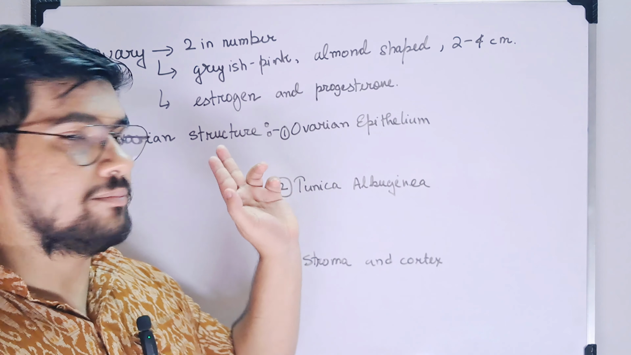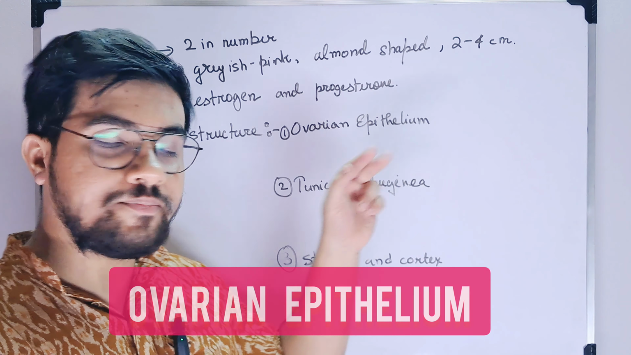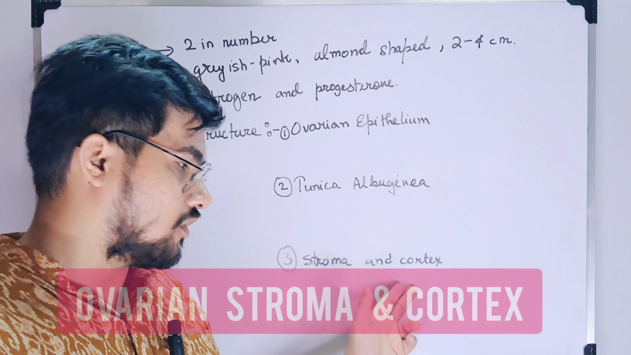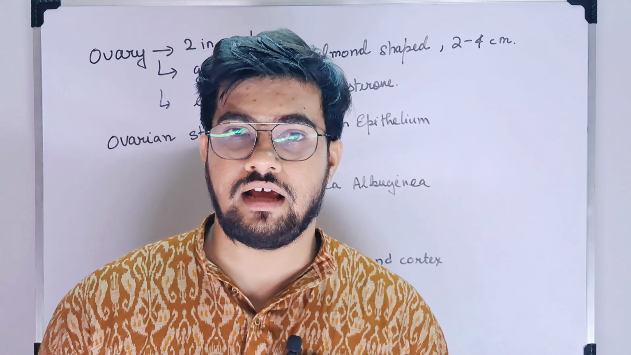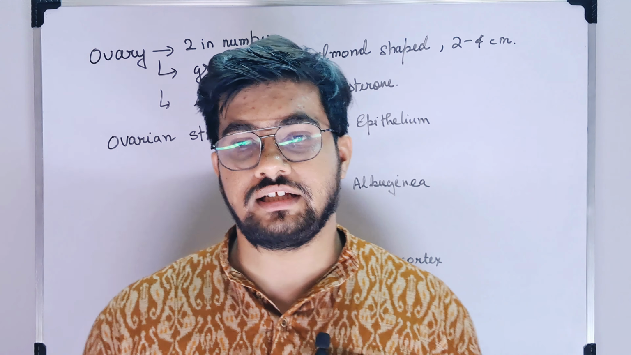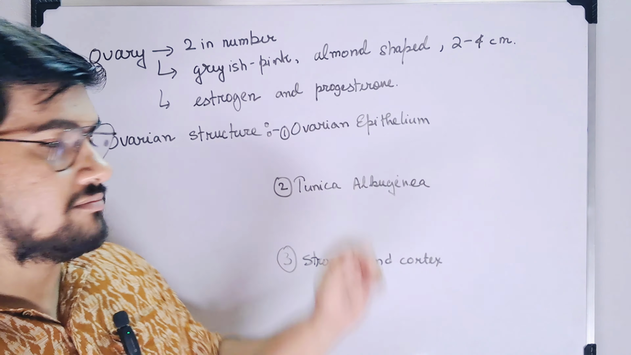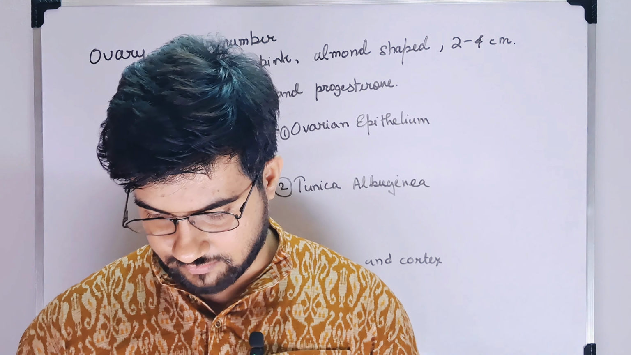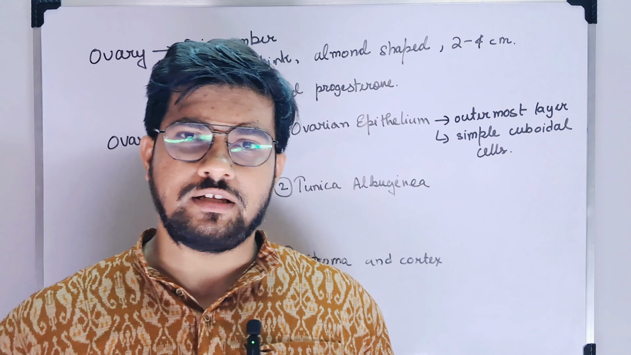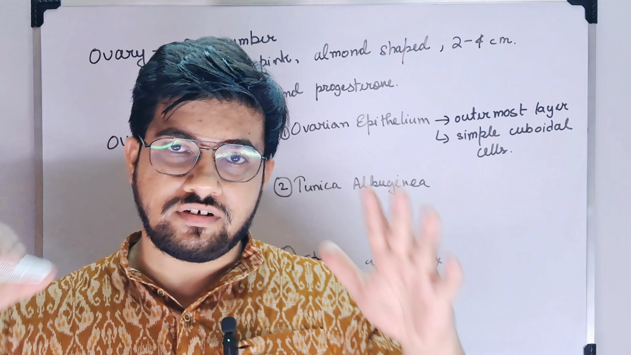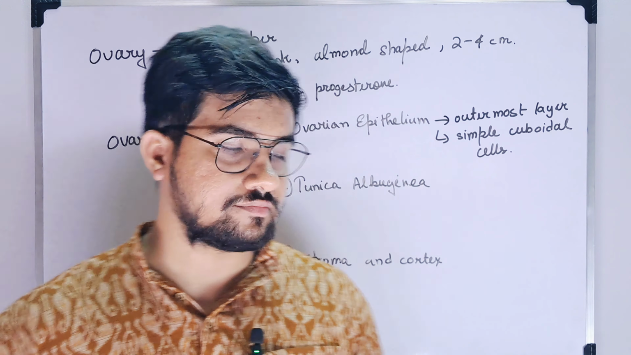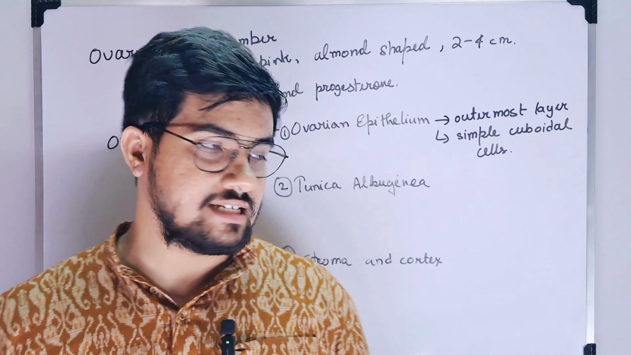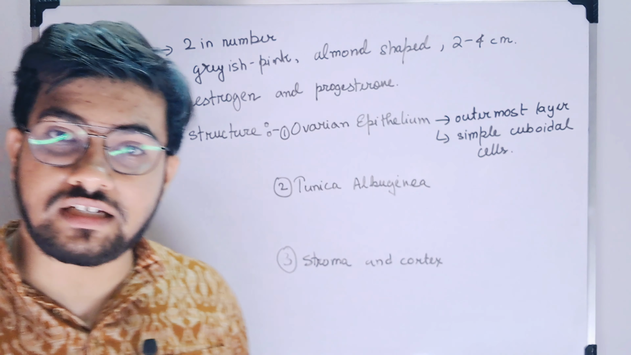The ovarian structure mainly consists of the ovarian epithelium, tunica albuginea, and the ovarian stroma and cortex. Each one of them has its functions and we will understand what they do. The ovarian epithelium is the outermost layer and mainly consists of cuboidal epithelium cells. The ovarian epithelium mainly protects and covers the ovary as a whole. Next is tunica albuginea. It is the middle layer and has especially dense fibrous connective tissues.